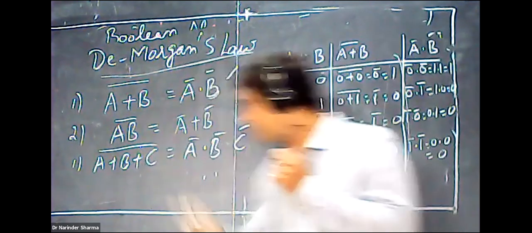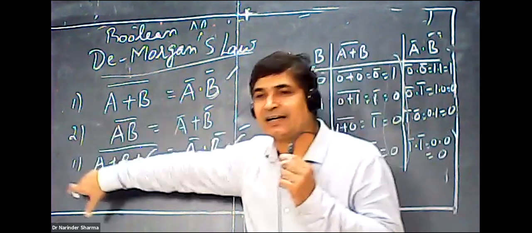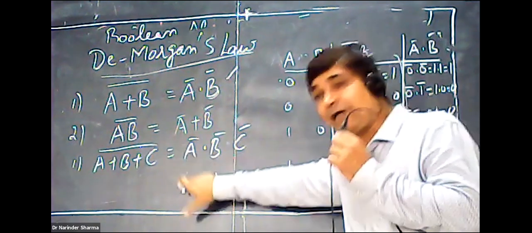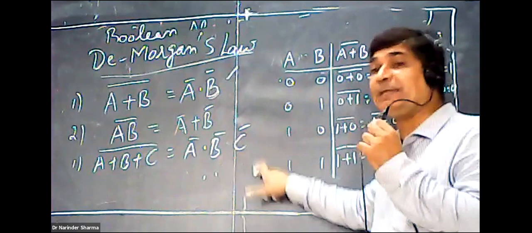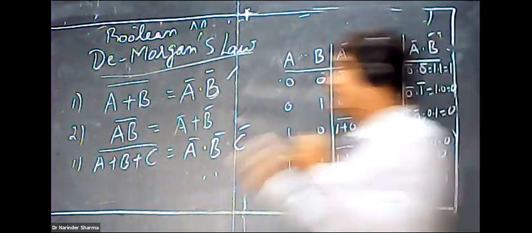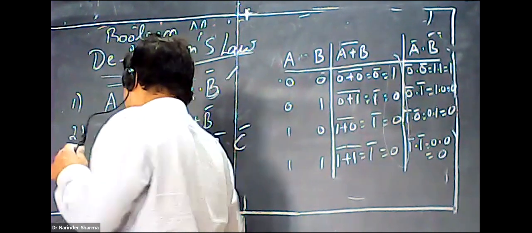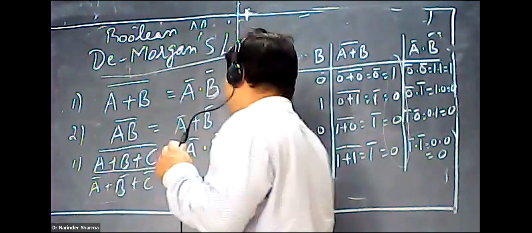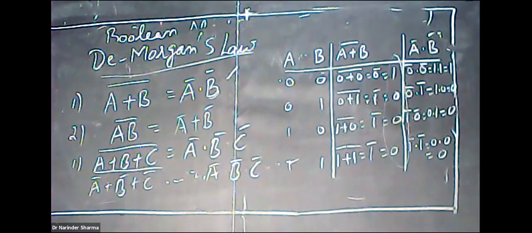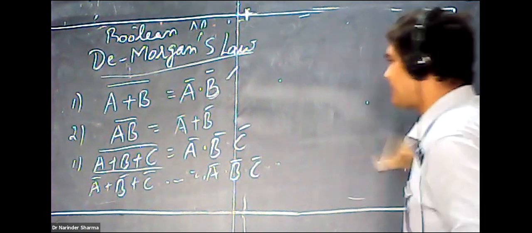I repeat, if Boolean variables are added and their complement is taken, according to De Morgan's theorem, that is always equal to the product of the individual Boolean variables' complements. So it can be extended for n number of variables. So this would be A bar into B bar into C bar and so on. Similarly, we will go for the second law. What does the second law stand for?